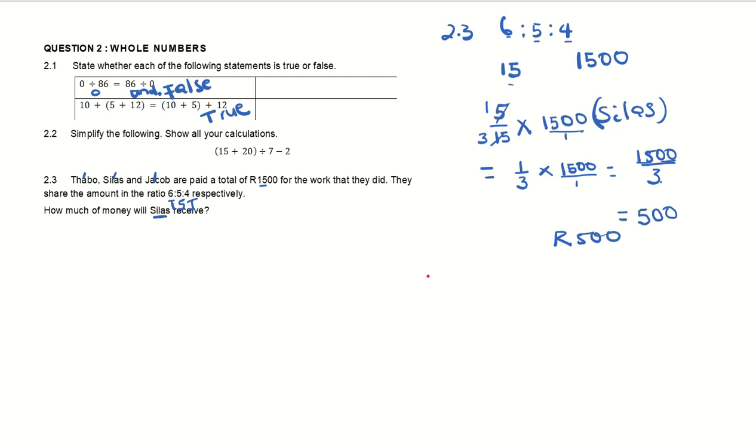Let's, just for interest's sake, do what the share would be. So what share would Thabo get? Let's do Thabo in the red, okay? Thabo, and he is at the beginning. He gets 6 rand out of 15 rand. We again multiply this by 1,500. And we will see that we can simplify this again.